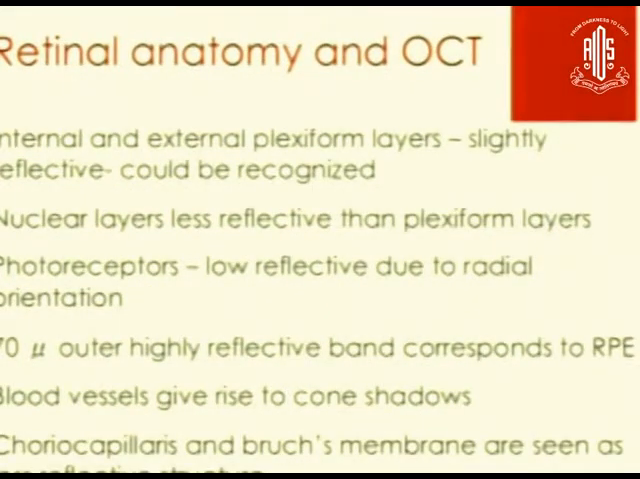The internal and external plexiform layers are slightly reflective, and they could be recognized. In general, nuclear layers are hyporeflective and the plexiform layers are hyperreflective. Photoreceptors are very lowly reflective because they are radially oriented. They don't reflect back light much. But there's a very, very important layer, the 70 micron outer highly reflective band, which corresponds to the retinal pigment epithelium, which will be the focus of our attention. Blood vessels give rise to shadows, and the choriocapillaris and Bruch's membrane are seen as a less reflective structure.